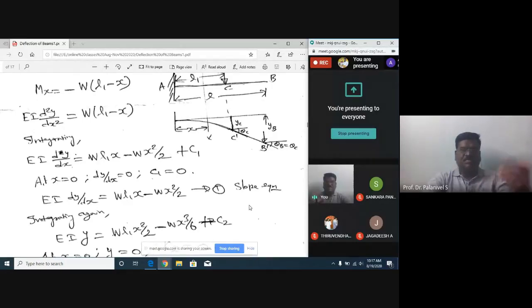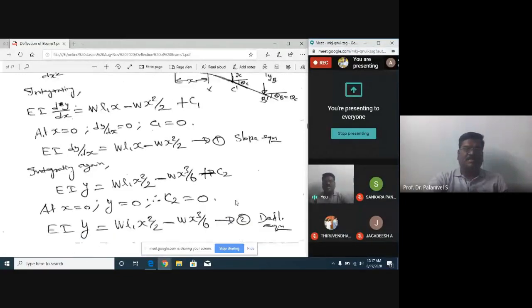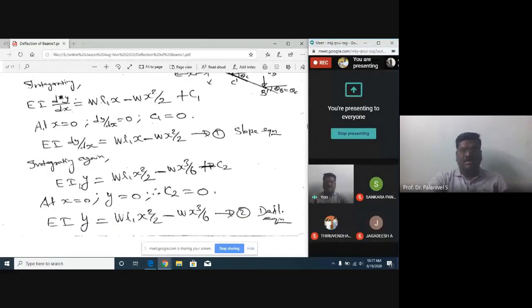It is 100% similar to that of the first problem. The only difference is, instead of L, we have L1 here. Integrating again, EIY is equal to WL1x square by 2 minus Wx cube by 6 plus C2.